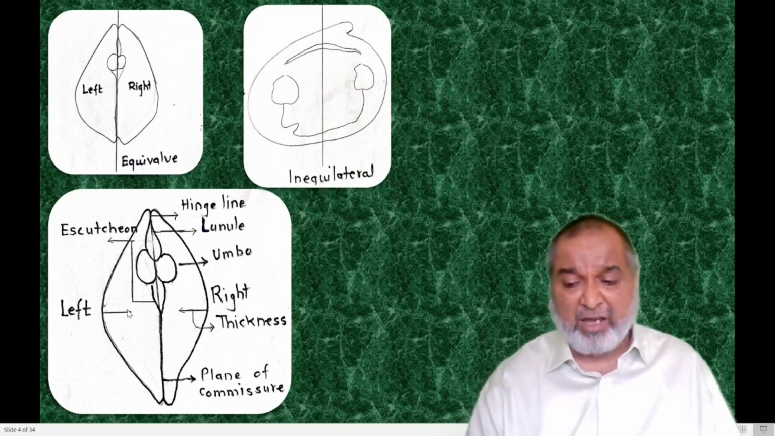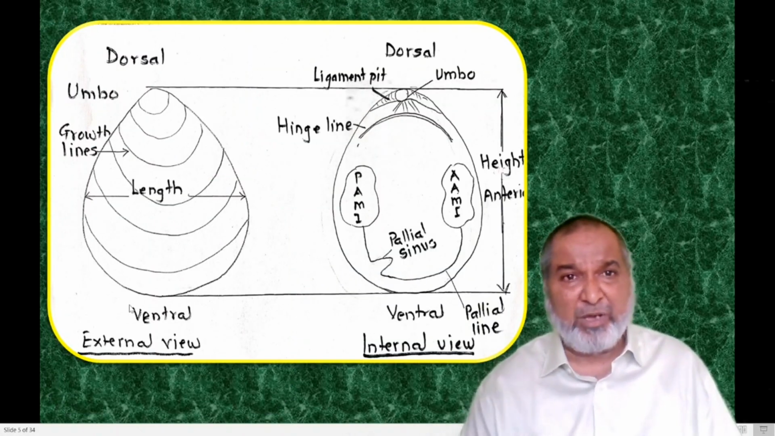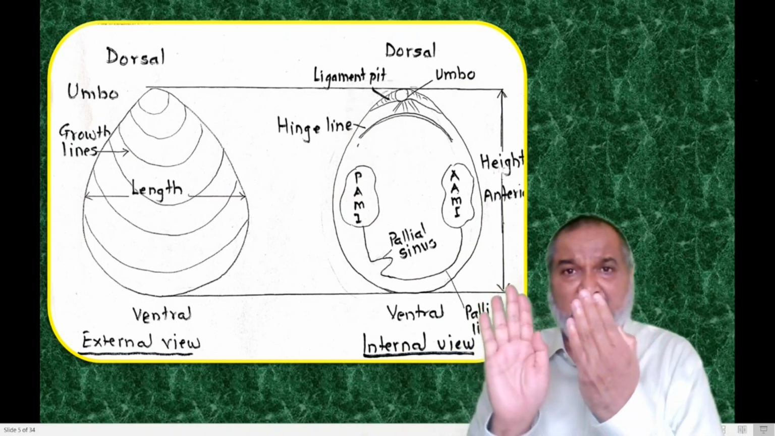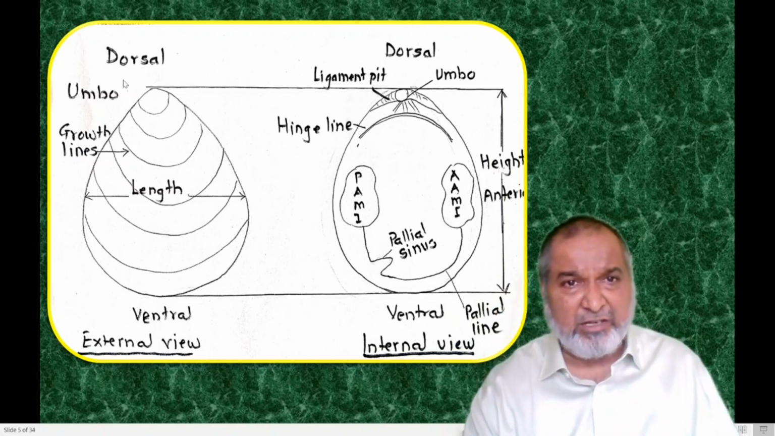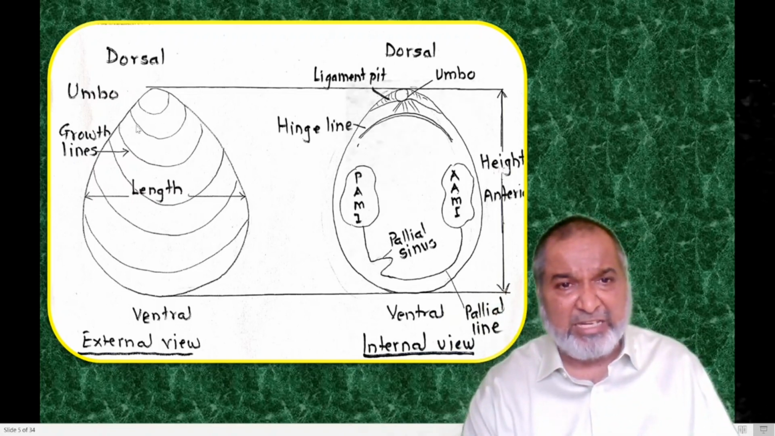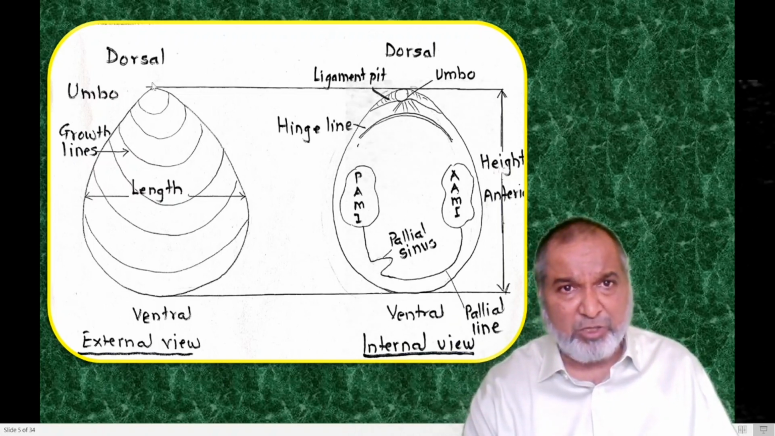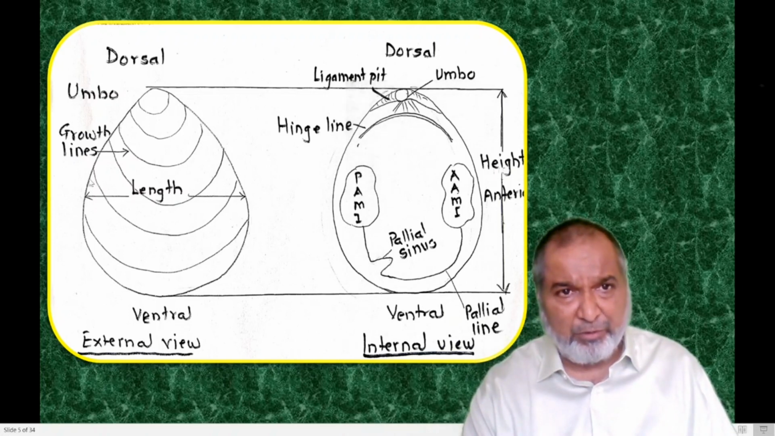So these diagrams you have to remember properly now. The next one, see here, if you take the external and the internal walls, we are going to make a comparison. Externally, you can see there are lines parallel to the ventral margin. This is the ventral margin. This is the dorsal side. Umbo is there on the top, and parallel to the ventral margin, these lines are called growth lines.